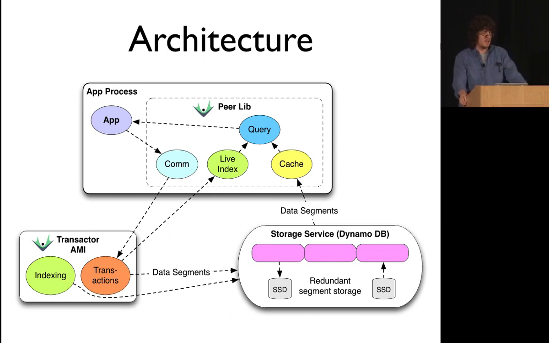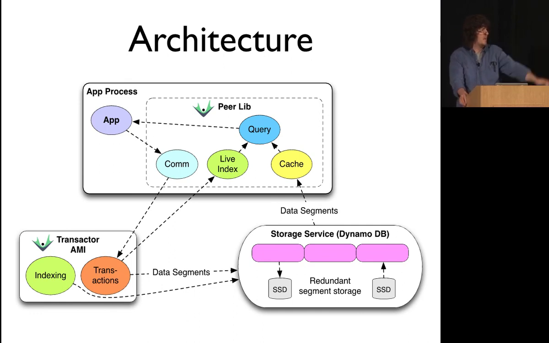Your application is a process. It's going to incorporate a library, which is going to empower it to be a peer. That library is going to have some communications bits, obviously, because it's got to talk to the service parts of the system. It's going to have a query engine. I'll talk a little bit more about the live index and caching. But that goes in your application.